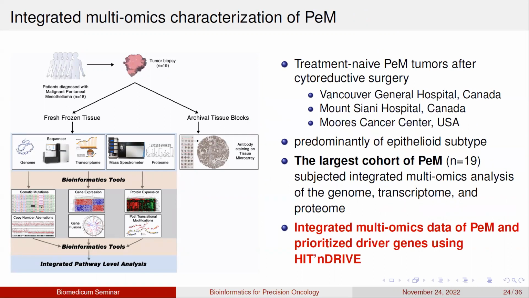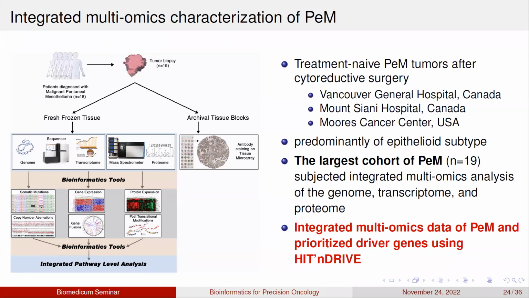And since this is a very, very rare cancer, we had a very hard time collecting the tissues, and we were able to collect about 19 different tissues from 19 different patients. And this is the largest cohort of peritoneal mesothelioma tissues that were sequenced for genome, transcriptome, and proteome. And this is the largest cohort in the world that exists to date.